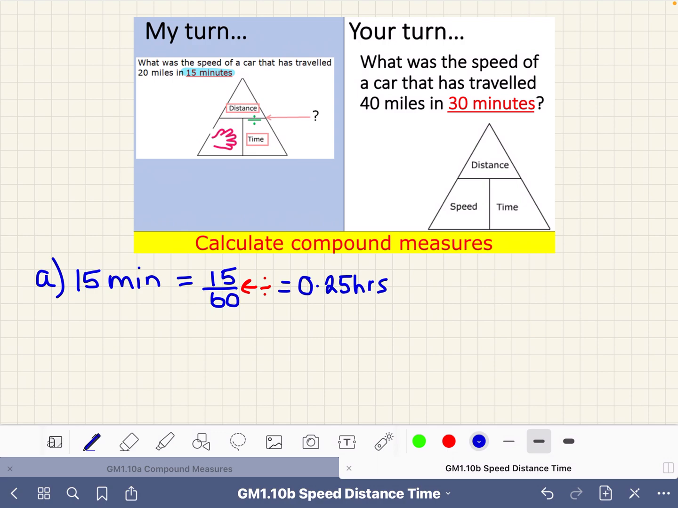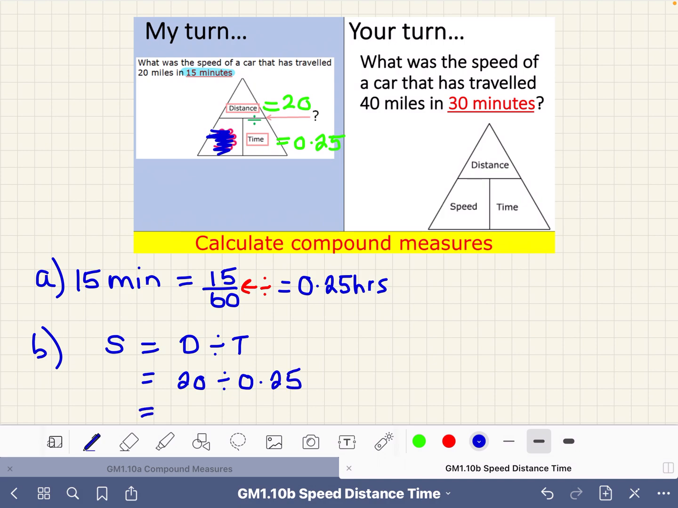Now we can see we're looking for the speed. Our distance is 20 and our time is now 0.25. So for part B, we would say the speed is equal to the distance divided by the time, where our distance is 20 and our time is 0.25. If we pop that into a calculator, we'll see the speed of the car was 80 miles per hour.